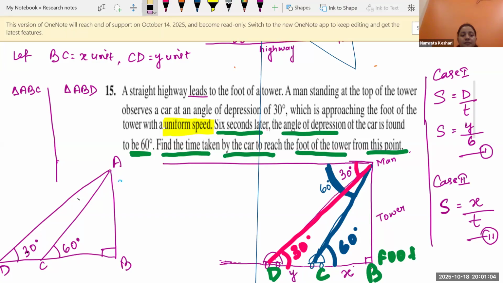Okay, we will be taking the triangles one by one. First of all, if you are taking ABC, you will be using tan 60 degree, right? That is AB by BC. BC you have taken as x. Tan 60 degree is root 3. AB is root 3x, making sense?